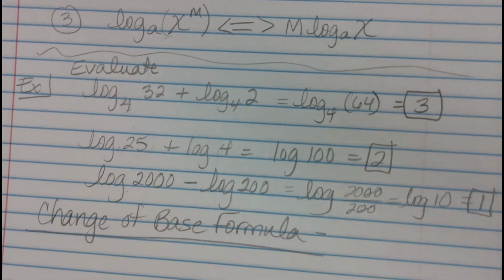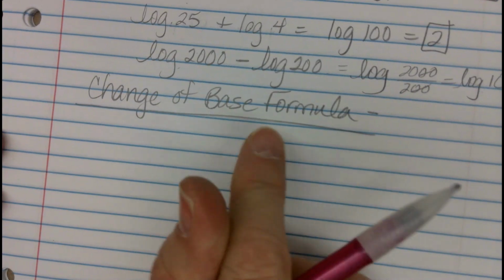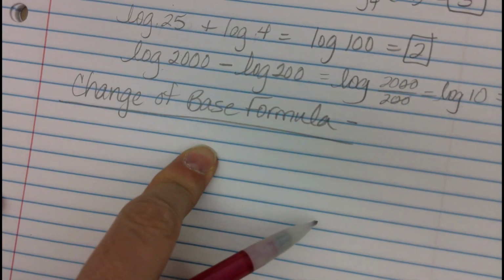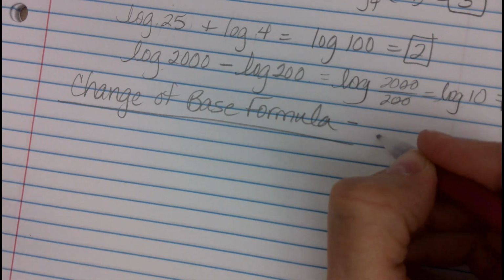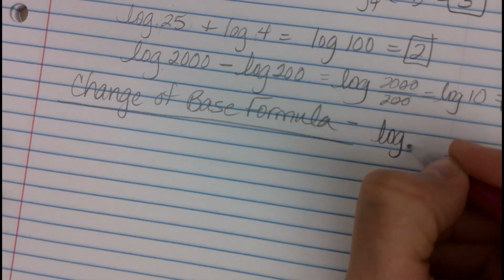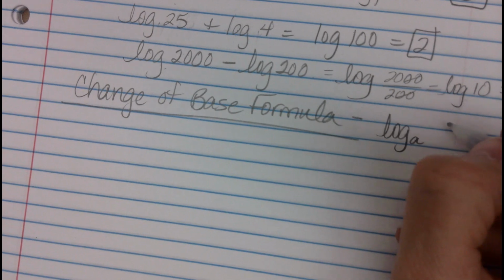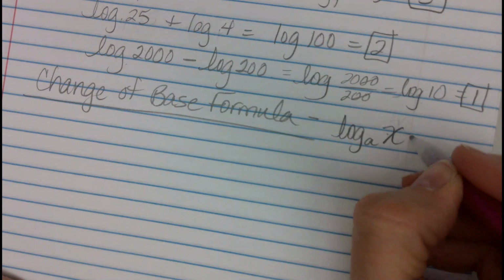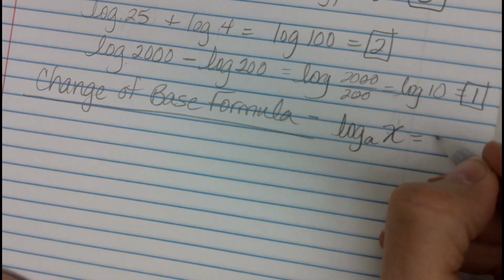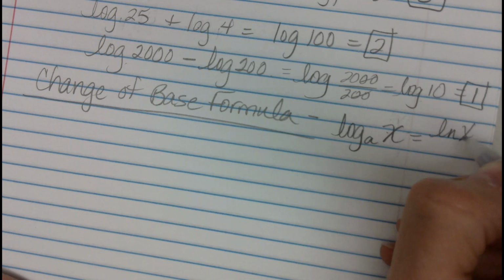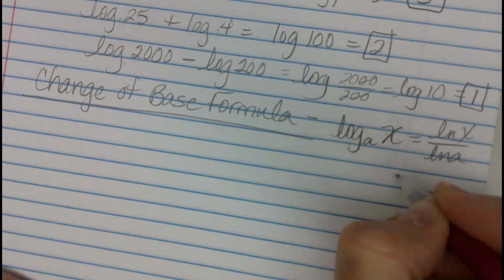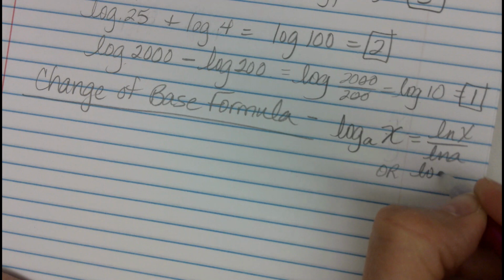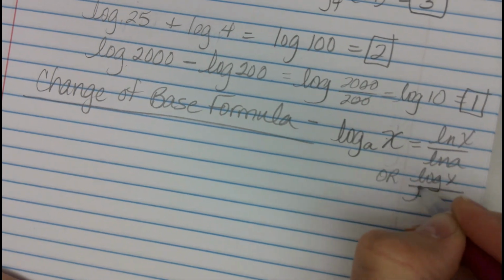And honestly, after next class, I will actually be able to show you why this works, but I'm not going to prove it this time. But the change of base formula says the log base a of x equals either the natural log of x over the natural log of a, or the common log of x over the common log of a.